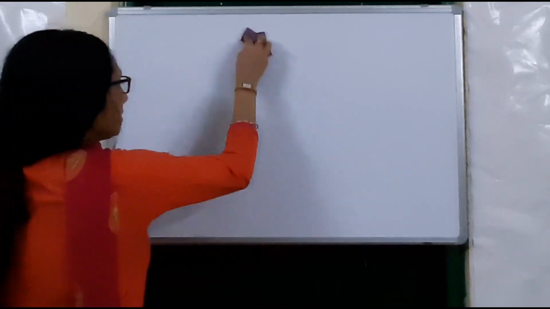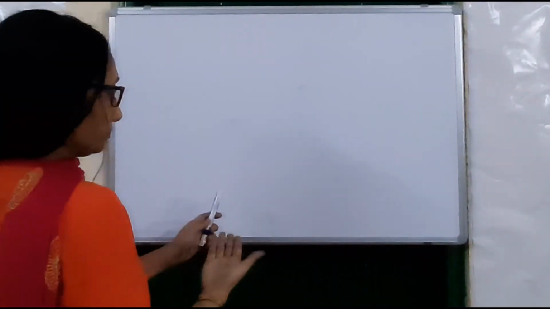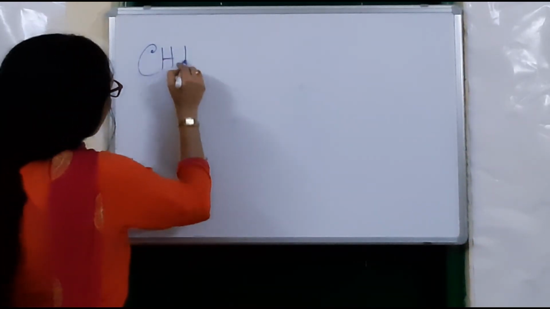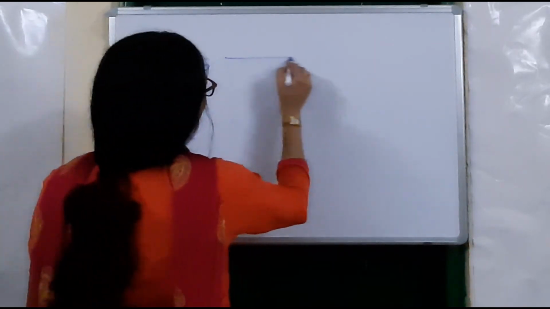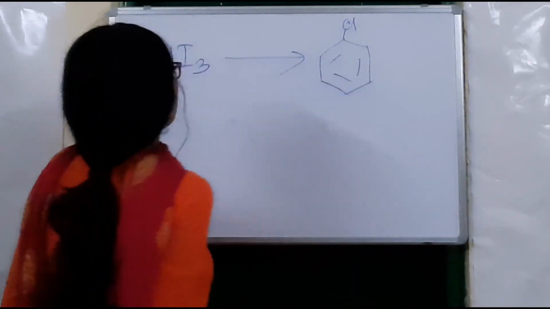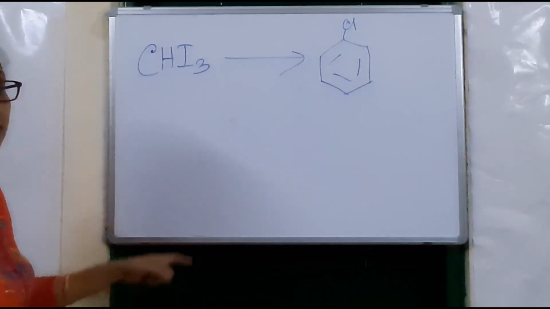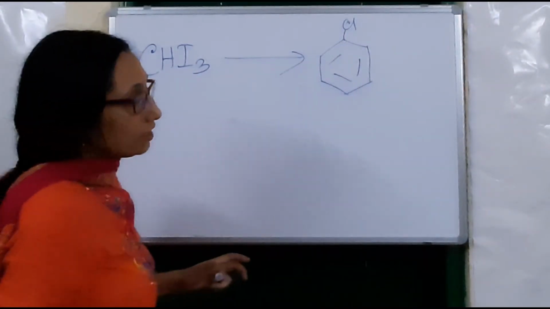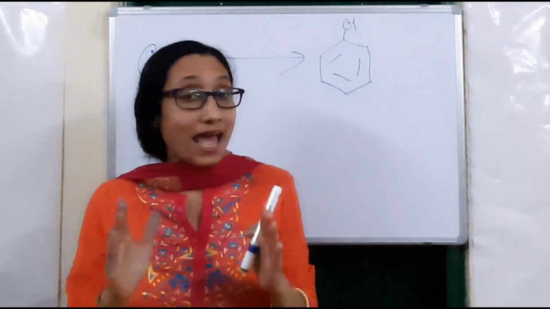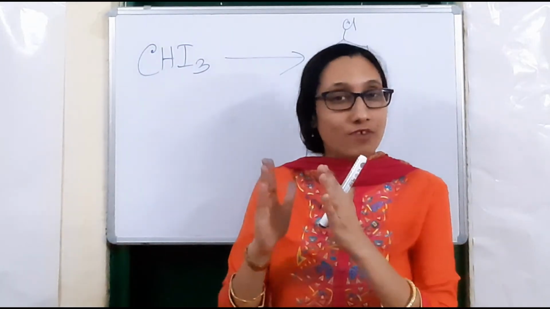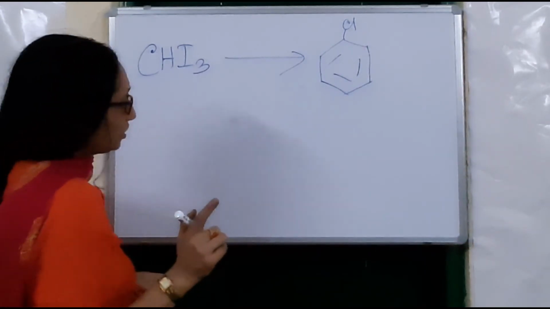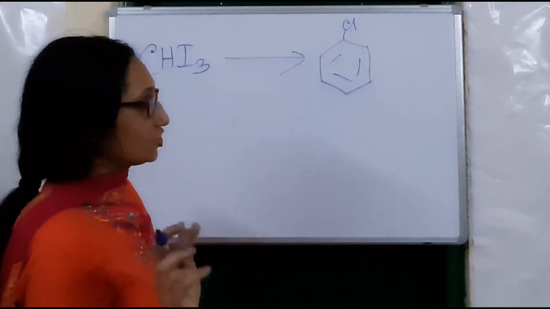Now let us carry out one conversion. If you were asked to convert iodoform to chlorobenzene. See, this is an aromatic compound. This is an aliphatic compound. Now here we have to convert iodoform to such a compound which will act as a bridge between aliphatic compound and aromatic compound. One such compound which can act as a bridge is acetylene.